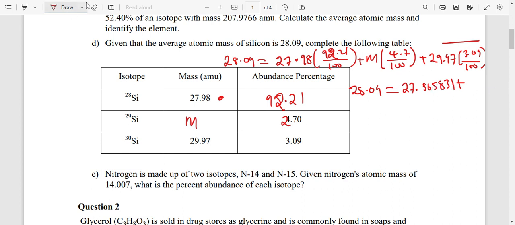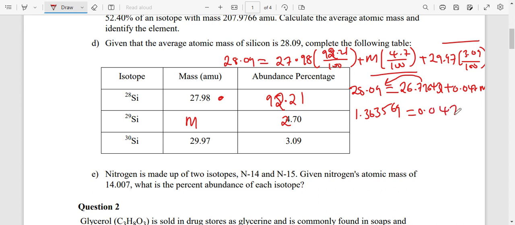So this value then, if we get to add, is going to give us 26.726431. And then that is going to be plus this 4.7 over 100, that is going to be 0.047, and then multiplied by m. I'll take this value this side, so we are going to have 28.09 minus that value. That is going to give us 1.363569 being equal to 0.047m.